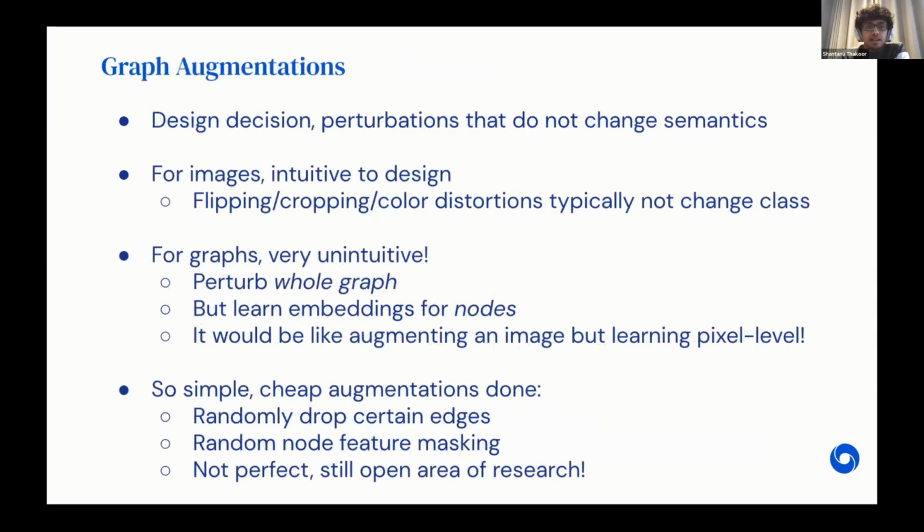Another problem is that we want to apply the augmentations to the entire graph, but we're learning embeddings at the node level. That's like augmenting an entire image, but learning pixel level representations. So it's a much different problem. In practice, we only do some simple, cheap augmentations, like randomly dropping some edges or randomly masking some features. This is not at all perfect, and it's still a very open area of research.